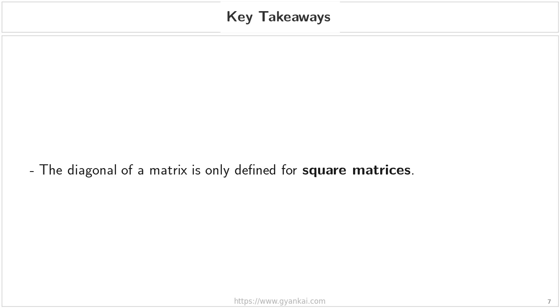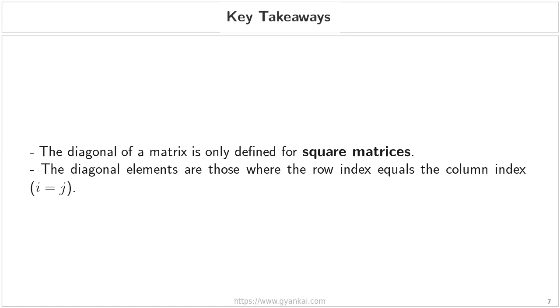First, as we established at the very beginning of our session, the diagonal of a matrix is only defined for square matrices. Remember, this means the number of rows must equal the number of columns. Secondly, the diagonal elements are specifically those where the row index is equal to the column index, which we express mathematically as i equals j.